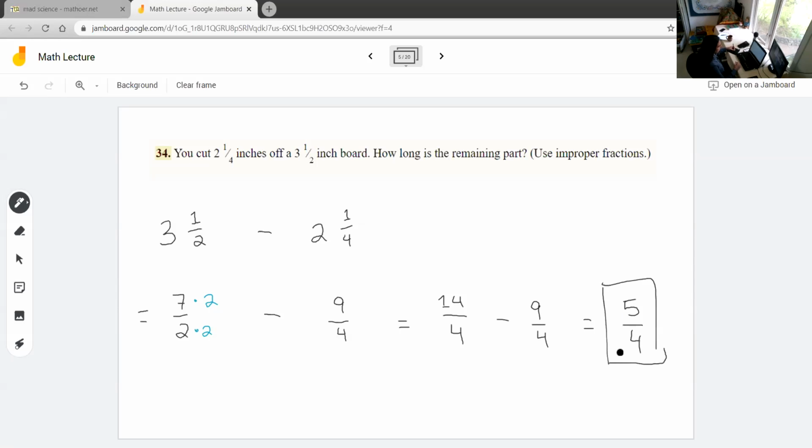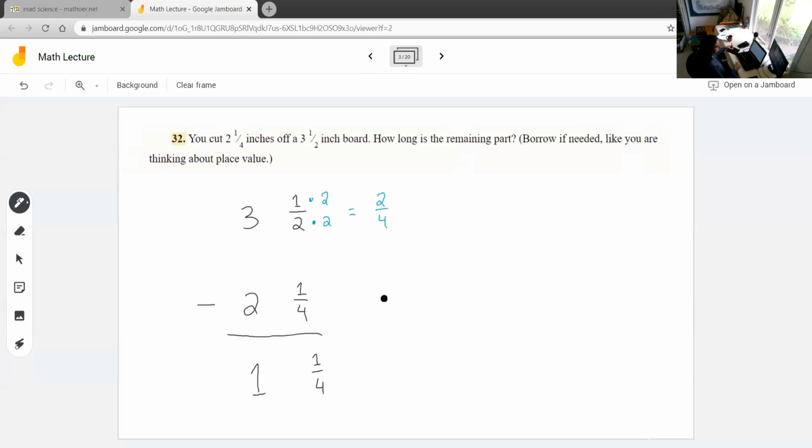Now, did I actually get the same thing? Is 5/4 the same as 1 1/4? Sure, right? If I'm drawing my picture, then 5/4, 1 1/4. There we go. 4 and 1 more is fine.